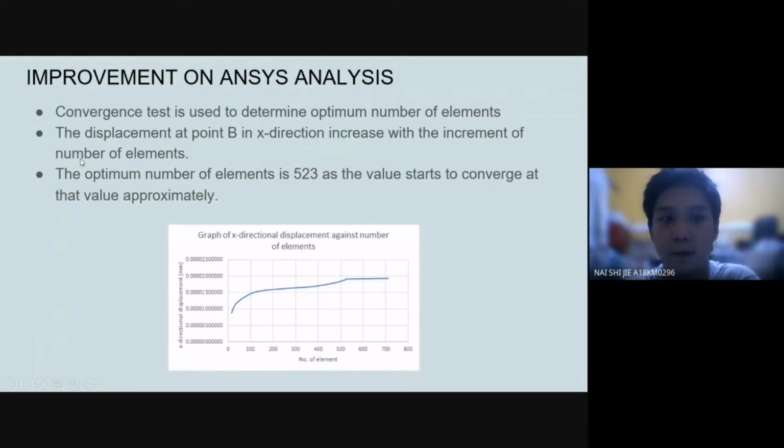To determine the optimal number of elements, we can use a convergence test. Based on the graph, we found that the displacement at point B in the x direction increased as the number of elements increased. The optimal number of elements can be said to be 523, as the value of the x directional displacement increases and starts to converge at that value approximately.